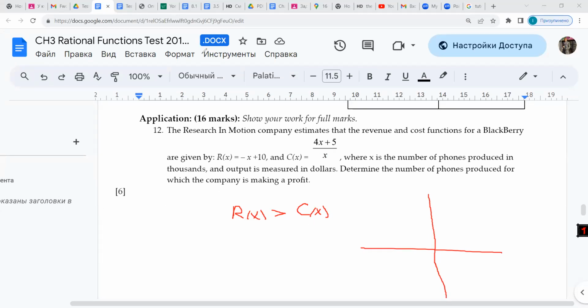inequality using the equation. Yes, I will post this file to Google Classroom.